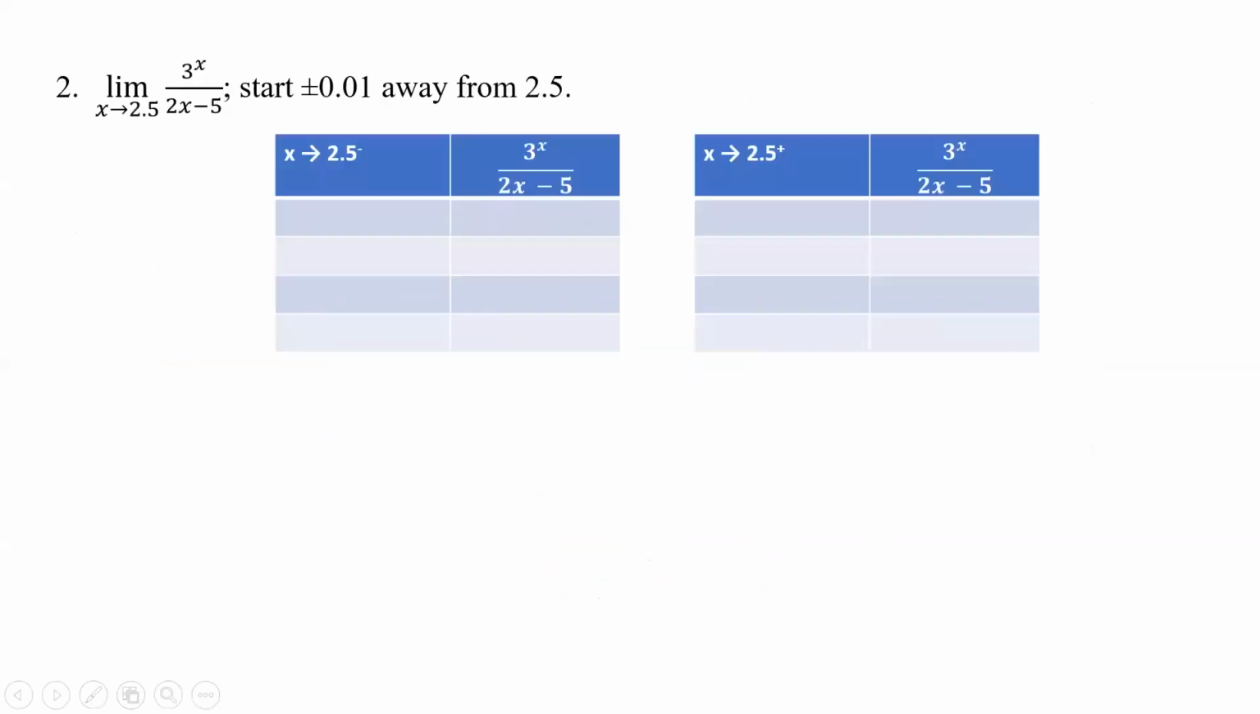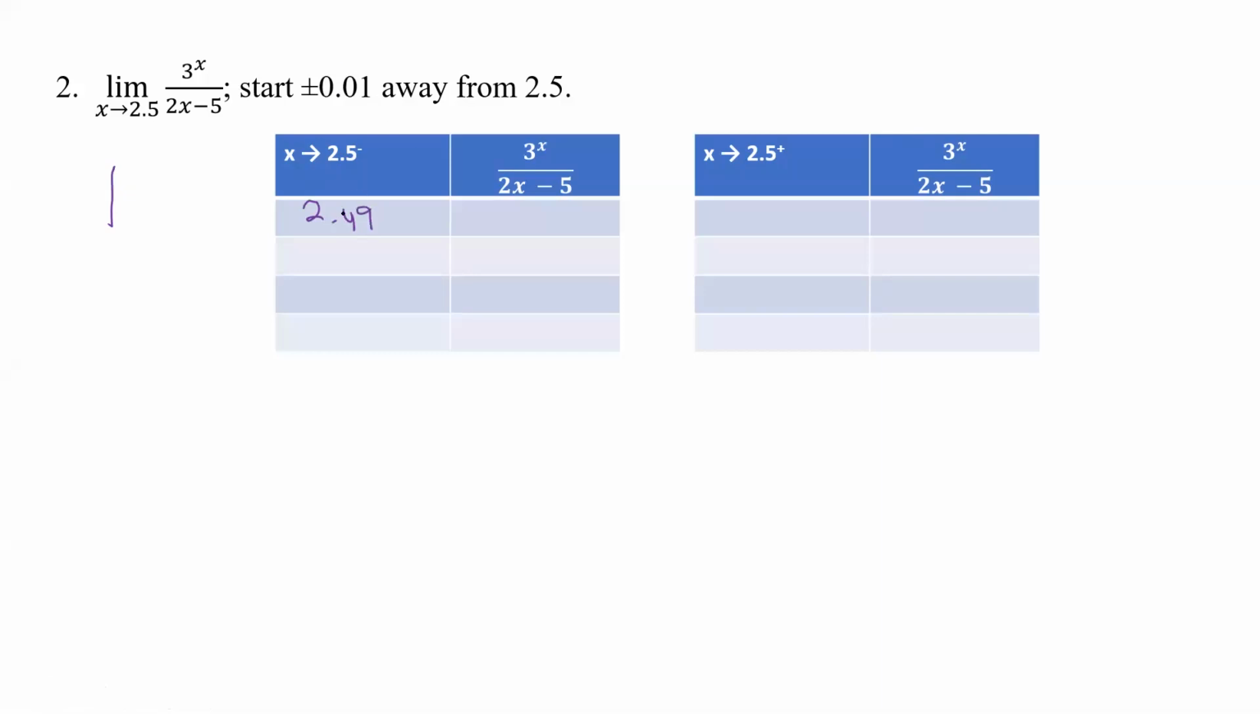All right, so let's do the next one. So the next one, we're going to start out 0.01 away from 2.5, and we're going again from the left and from the right. And so what we'll need to do is go that 0.01 away. And if we do that 0.01 away from 2.5 on the left, it's going to give us 2.49.